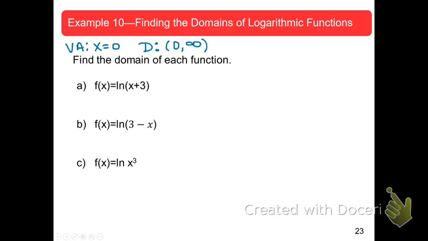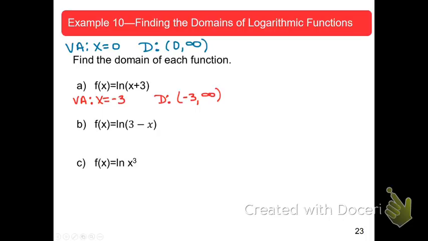So look at A. A, we have x plus 3 in parentheses, which we know means that it's going to be a horizontal shift to the left 3. So that's going to affect my vertical asymptote. It's going to move it over to x equals negative 3. Well, when I do that, that also is going to shift that domain. The domain is now going to start at negative 3, and it's going to go to positive infinity. I'm going to skip B for just a minute. Let's look at C.